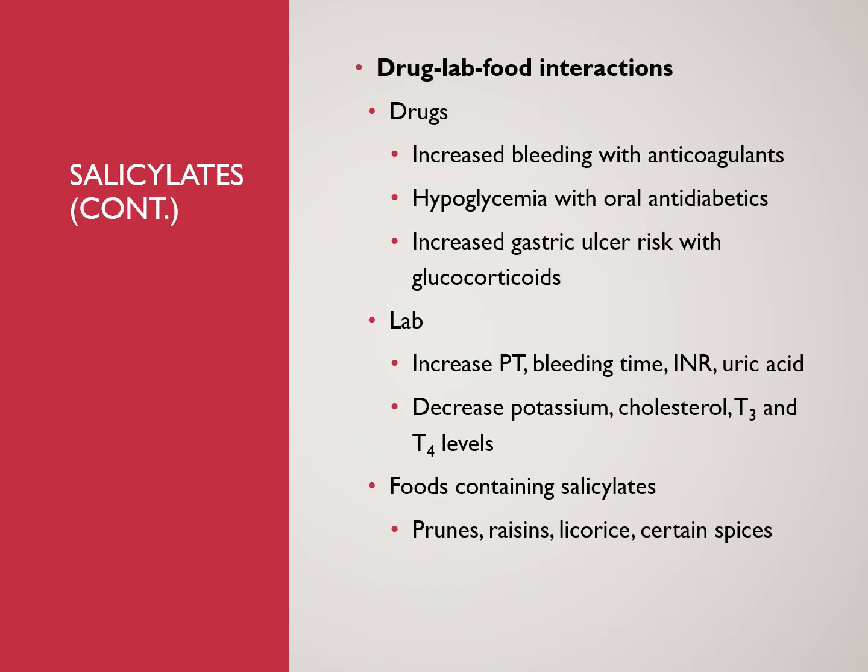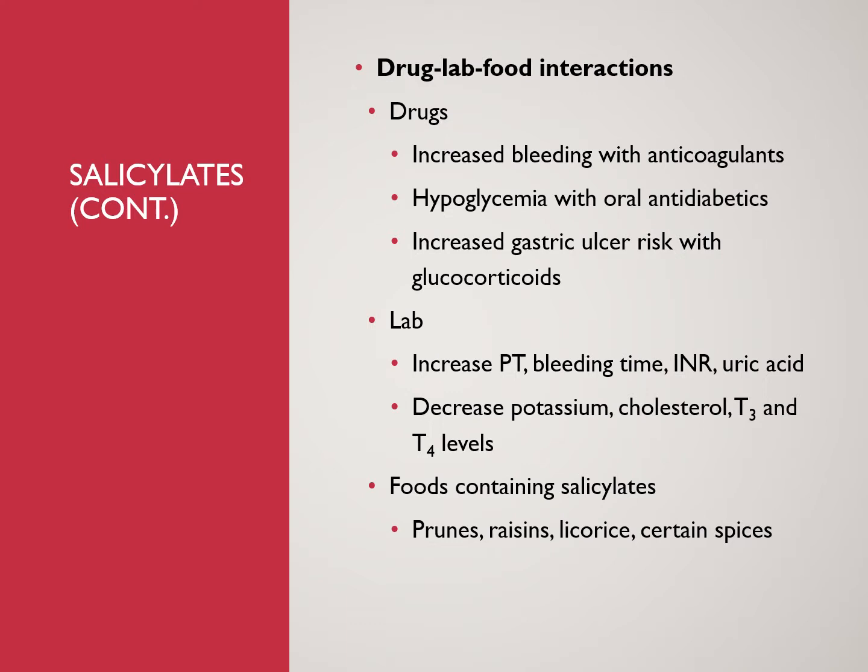There are some drug, lab, and food interactions. With drugs, it can increase the bleeding when they're taking other anticoagulants. It can have a hypoglycemic effect when a patient is on oral antidiabetics. There's an increased gastric ulcer risk with glucocorticoids. They're going to have an increased PT, bleeding time, INR, and uric acid, and a decrease in their potassium, cholesterol, T3 and T4 levels. And there are also foods that contain it: prunes, raisins, licorice, I love licorice, and certain spices.